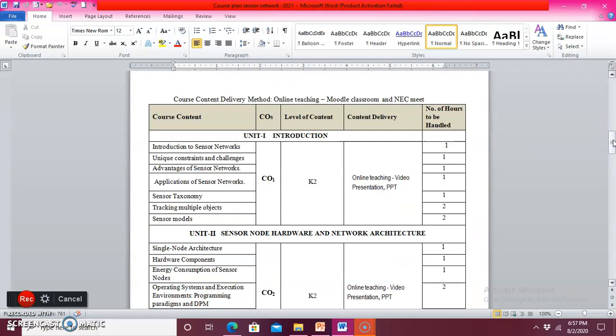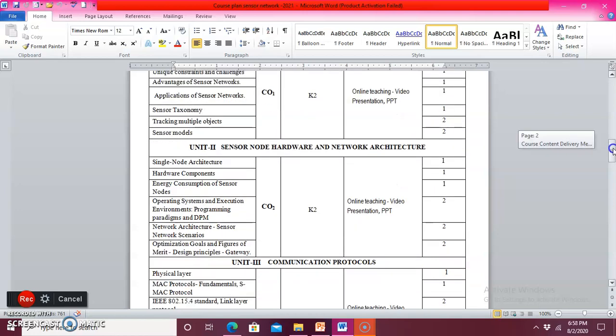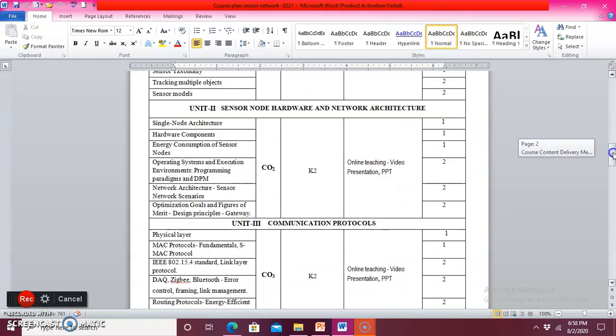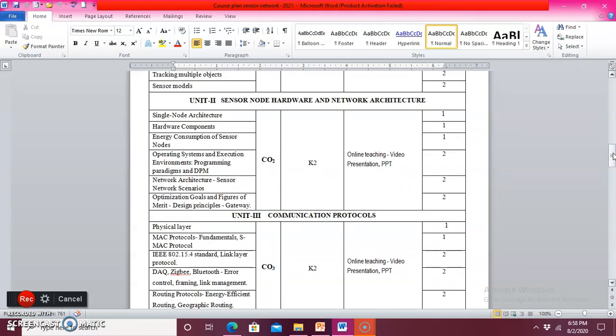In the first unit, the introduction, we are going to see the challenges we face while designing the sensor network, the taxonomy, in the sense of the important keywords used in sensor networks, then the types of sensor models, then how to track multiple objects using sensor networks. And the second unit is all about the hardware architecture of the sensor node as well as single node architecture.